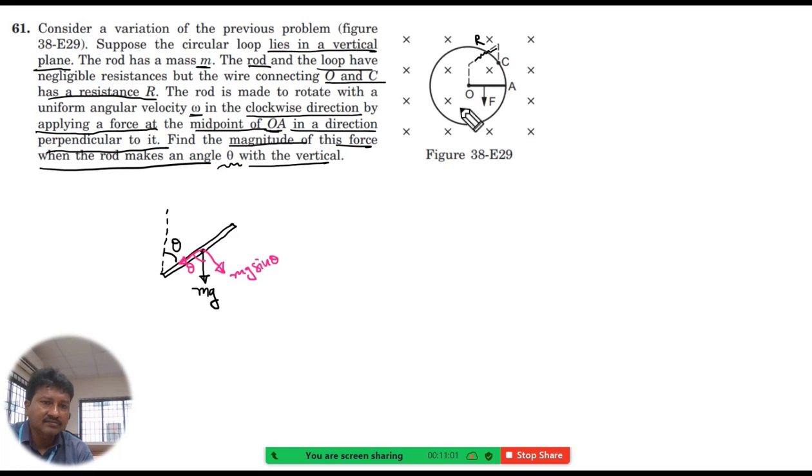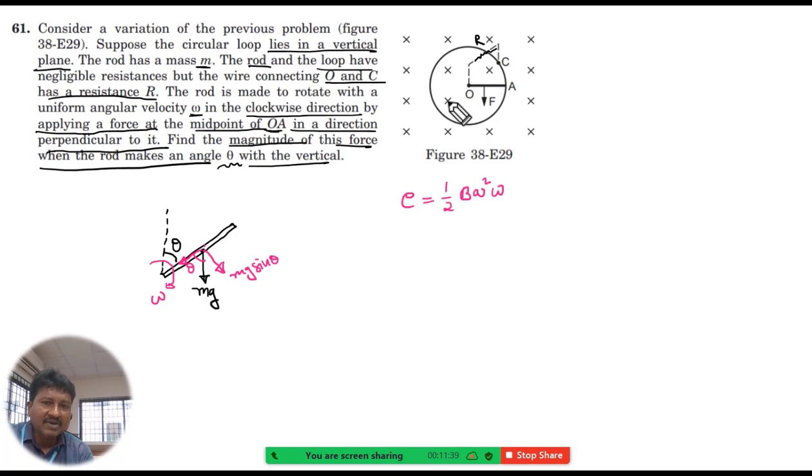And in which direction will this force act? Along the mg sin theta direction. You have to apply Fleming's right hand rule to decide that, because it is rotating with angular velocity omega, so definitely an EMF will be induced in it. That's half B omega A squared.